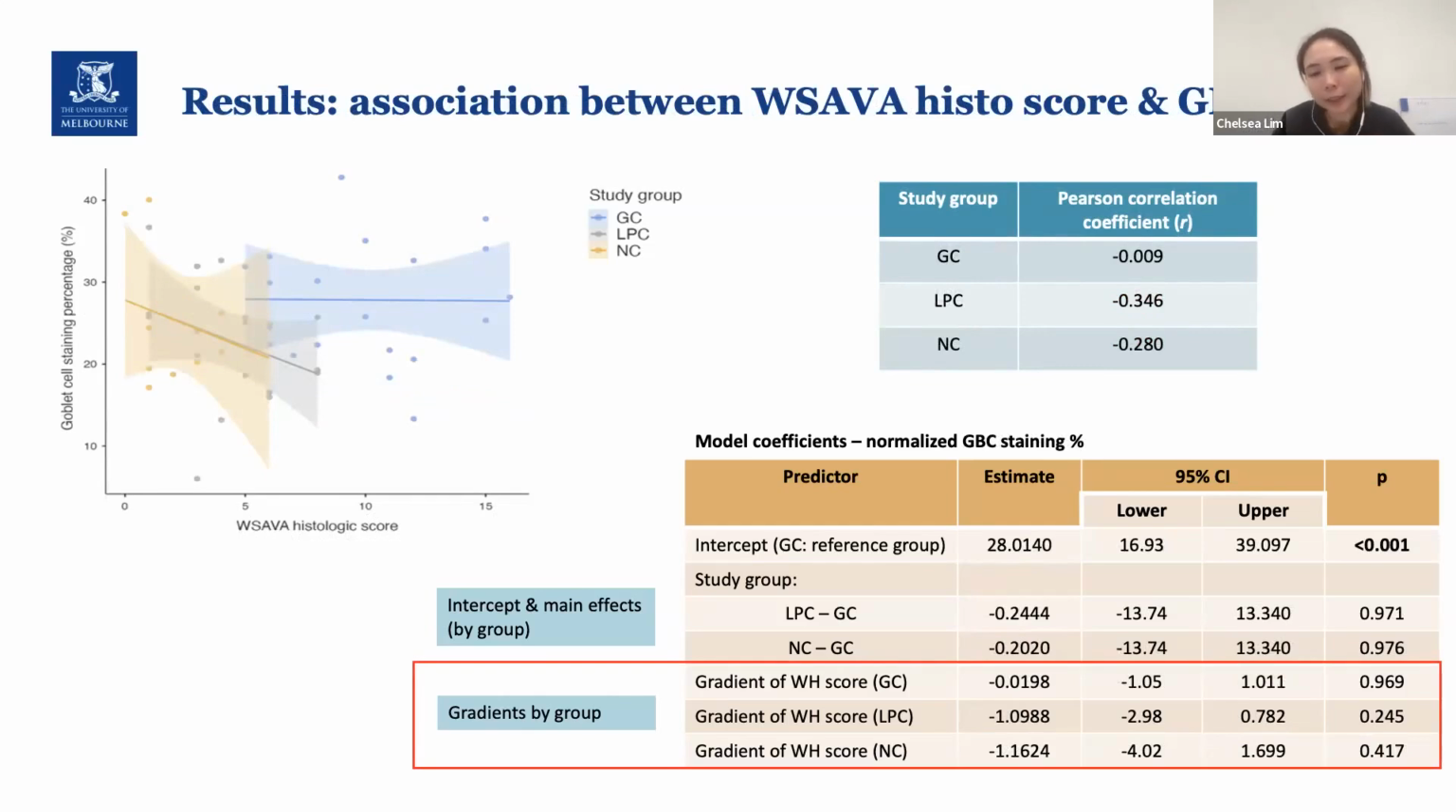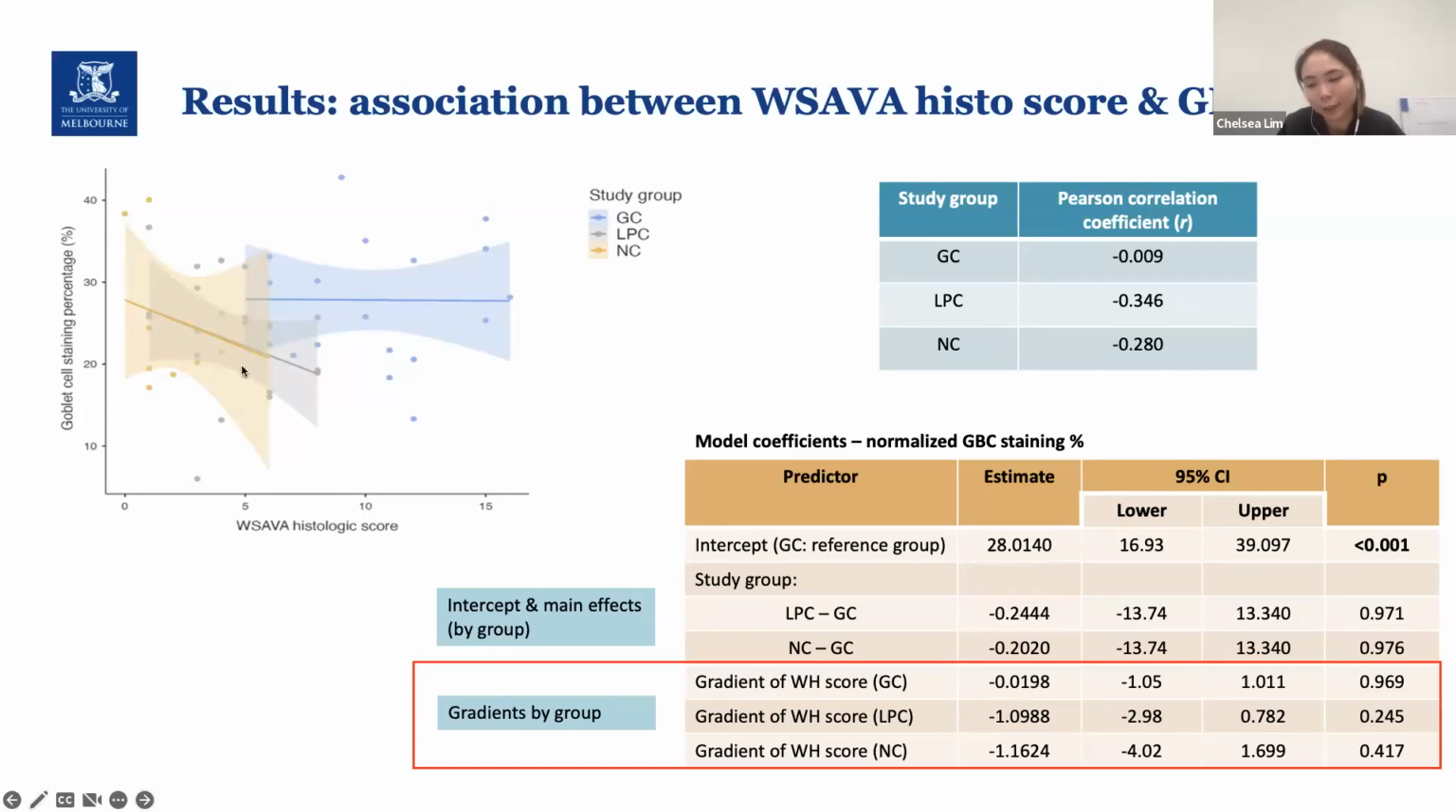Next, when evaluating associations between Wasaba histologic score and goblet cell staining percentages, weak negative correlations were observed in both LPC and non-colitis dogs. And you can see from the linear regression data, for every unit increase in Wasaba histologic score, a 1.09% decrease in goblet cell expression was noted in LPC dogs and a 1.16% decrease in non-colitis dogs. That corresponds to the orange line here for the non-colitis dogs.